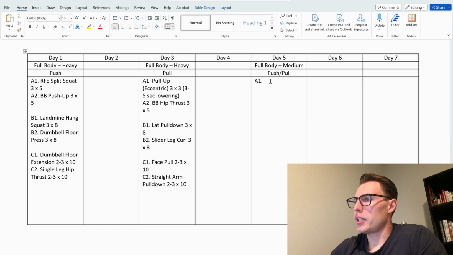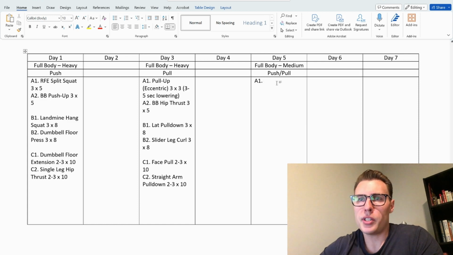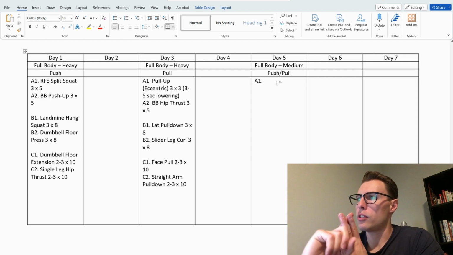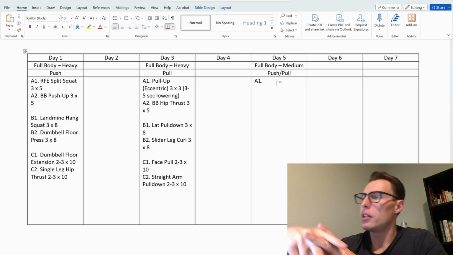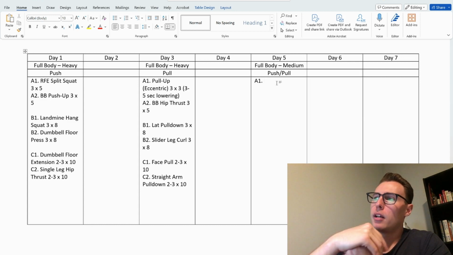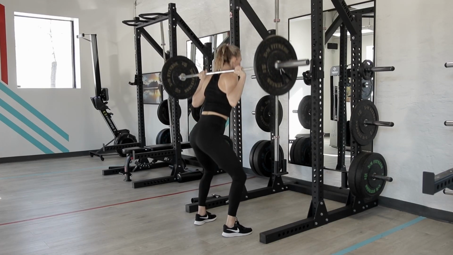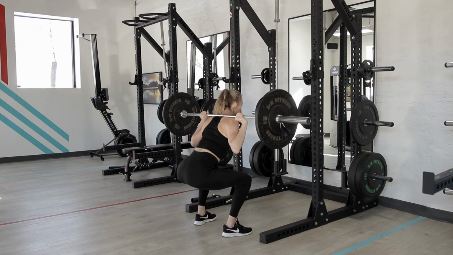The thing that's really helpful with sleds too, doing it on a medium day, is that it's not super taxing on your nervous system, and it's not super taxing on your joints or your muscles. The reason being is because it's a concentric only movement. So what that means is that when you're doing, let's say, a squat, you've got the eccentric phase, which is the lowering phase, and the concentric phase, which is the upward phase.